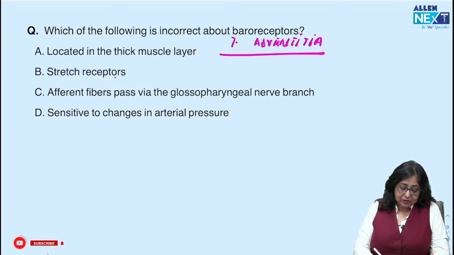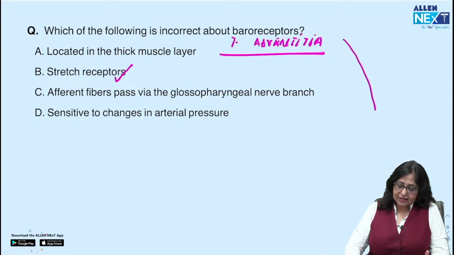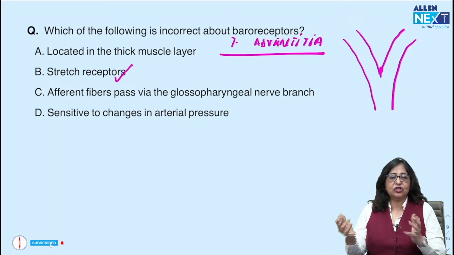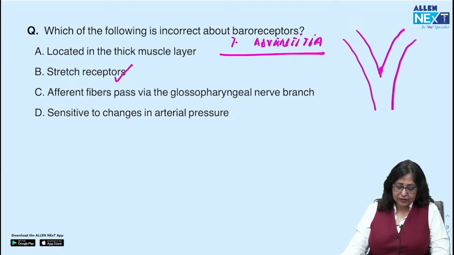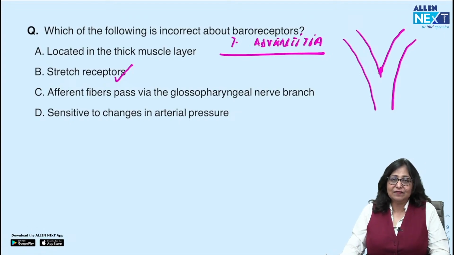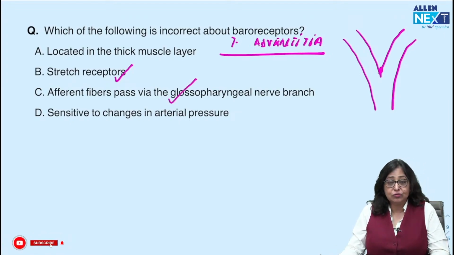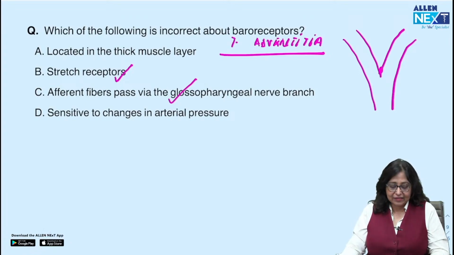Are they stretch receptors, which is true? The afferent fibers from the carotid sinus. Where is the carotid sinus? Carotid sinus is in the internal carotid artery, just above the bifurcation, in the adventitia of the internal carotid. So the sensory fibers from the carotid sinus will pass via the glossopharyngeal, which is true. From the aortic arch baroreceptors, the afferent fibers will join the 10th nerve.